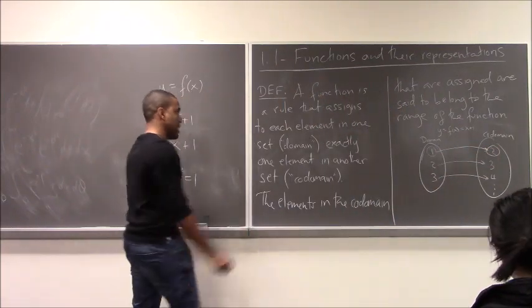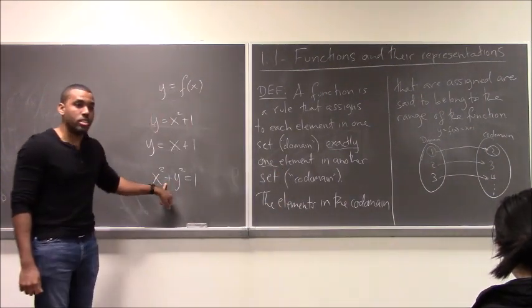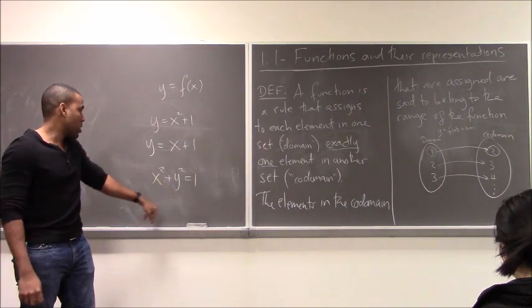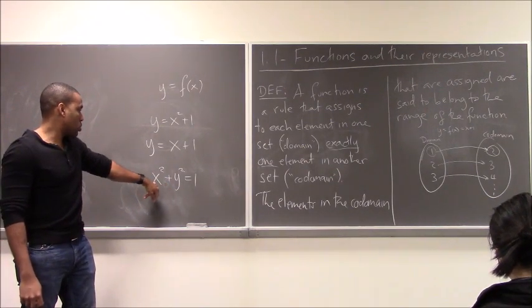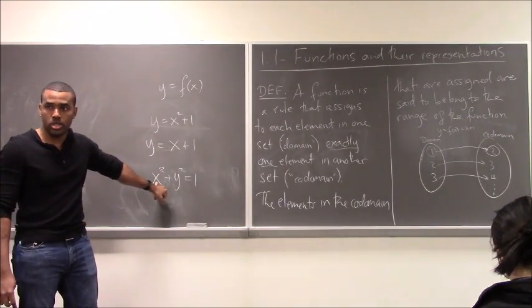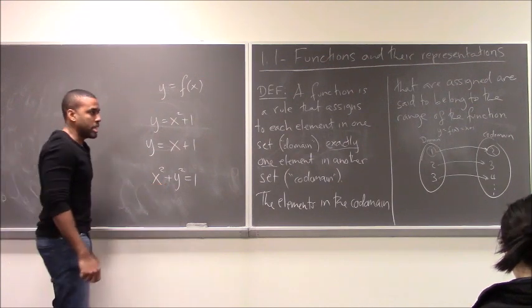Okay? Exactly one. Right? The reason why this one is not a function is because you can have more than one assignment for each individual. If I plug in, say, x equals a half here, there are actually two y values that can solve this equation. And that's a problem. Functions, you can only have one answer. So that's basically what a function is.